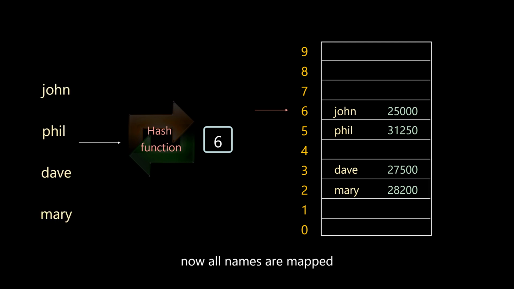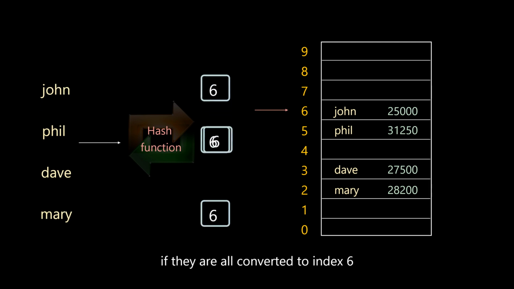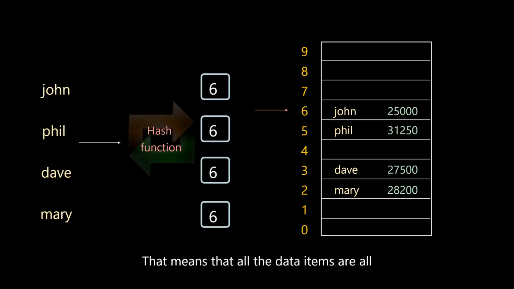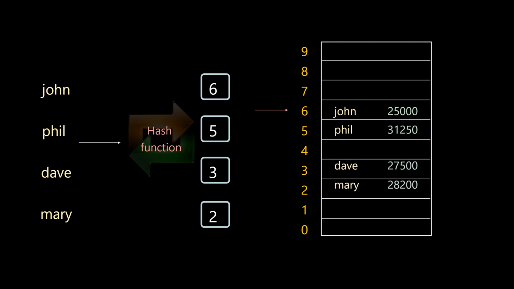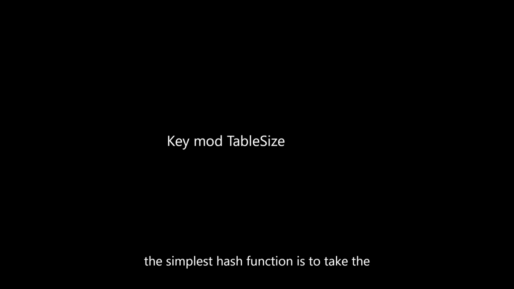If now all names are mapped and converted into index 6, that means all the data items are squished together. After finding cell number 6, I have to compare them all again, which is very slow. On the contrary, it should be mapped into different index values, that is, hashes evenly distributed. Then the simplest hash function is to take the remainder.